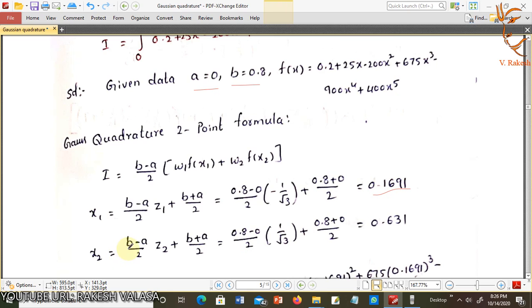x2 equals (b minus a) by 2 times z2 plus (b plus a) by 2, that equals (0.8 minus 0) by 2 into 1 by root 3 plus (0.8 plus 0) by 2, which equals 0.631.